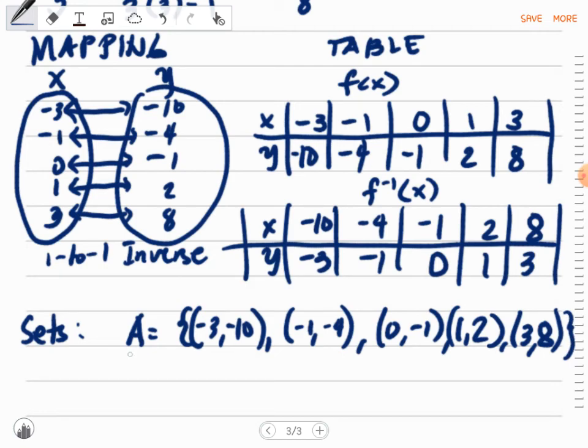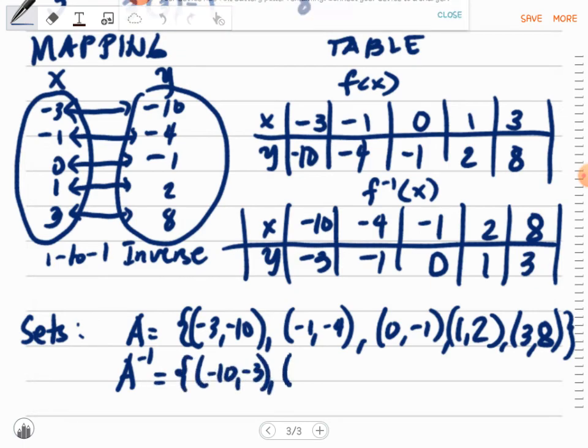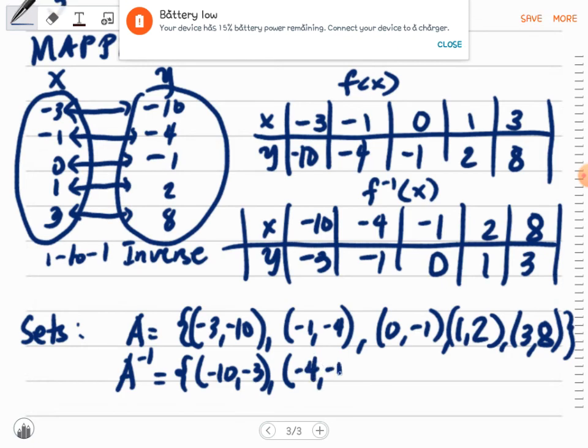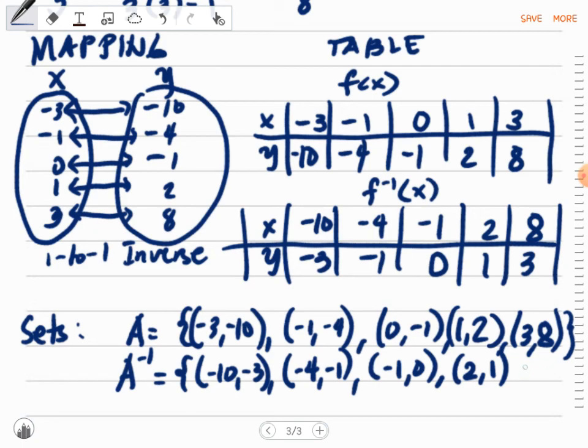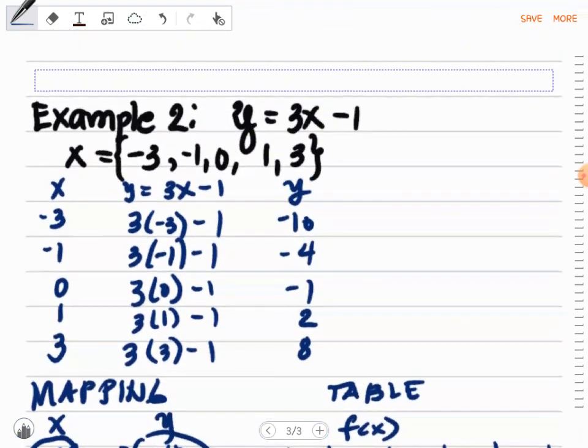And for the inverse of this one, we have negative 10, negative 3, negative 4, and negative 1, negative 1 and 0, 2 and 1, and finally 8 and 3. Alright, so that's all about the representation of a one-to-one function and one-to-one inverse of a function.